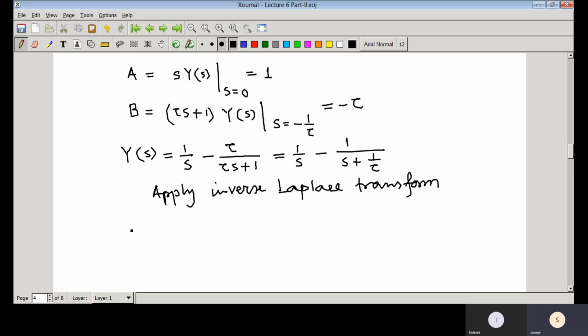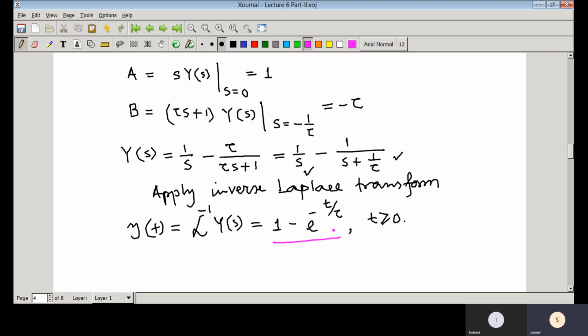So applying inverse Laplace transform, you will get that y(t) equals inverse Laplace transform of Y(s). Then for the first term, that is unit step 1, and for the second term you will get e to the power minus t by tau, and it is for t greater or equal to 0. So this is actually the output that you would have.